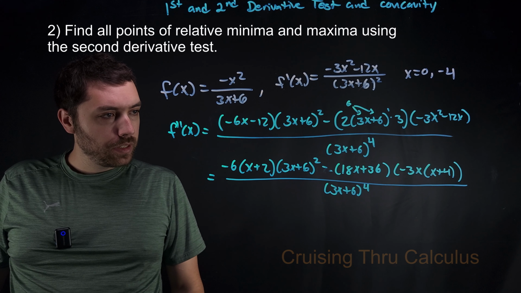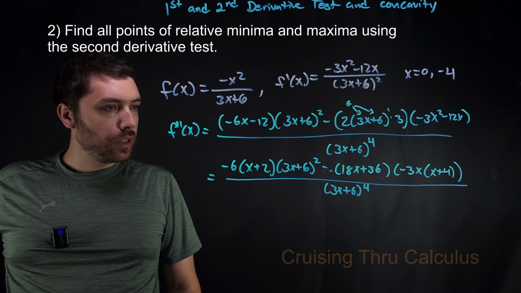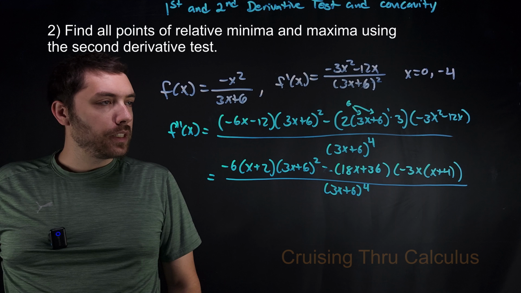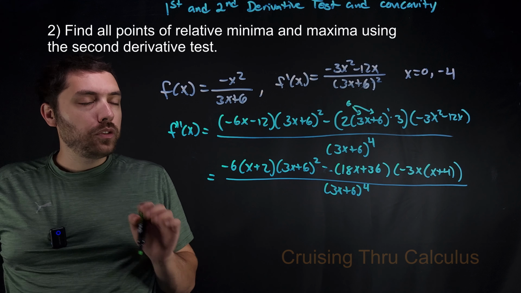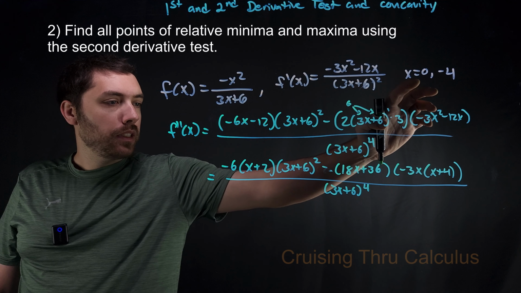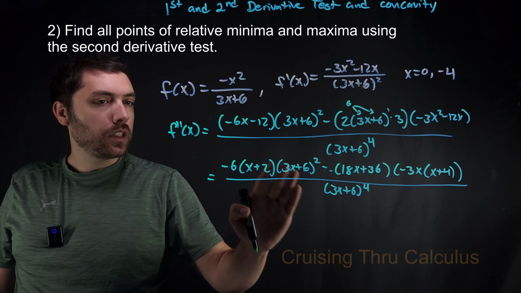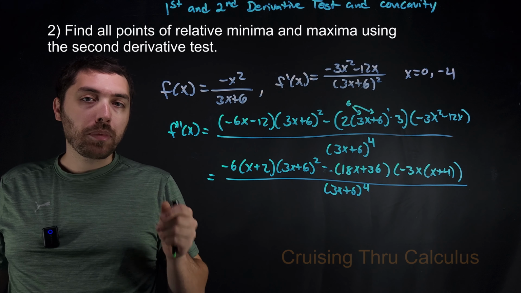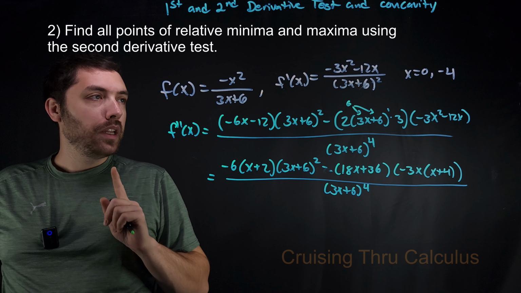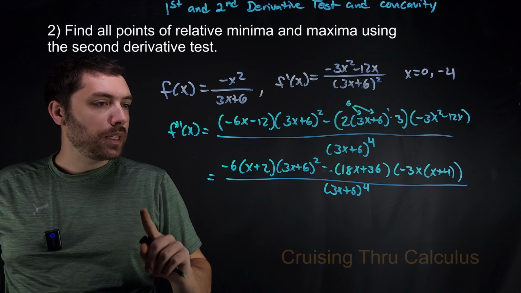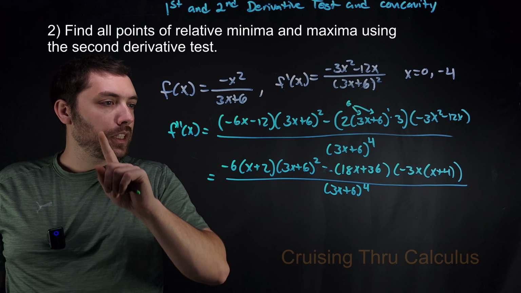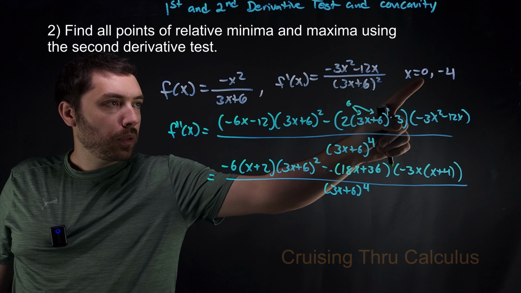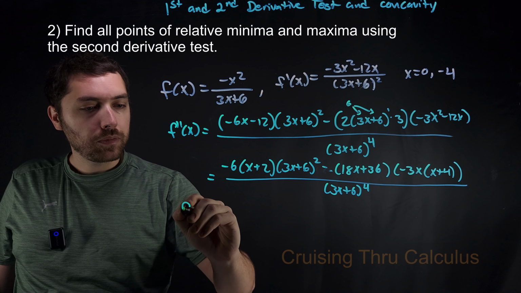All right. This doesn't look very good at first, but check it out. In order to use the second derivative test, we need to plug in 0 and -4 into the second derivative, and we need to see if we get either a positive answer or a negative answer. Now, believe it or not, this isn't going to be as bad as it looks. Let me explain. Let's go ahead and start by plugging 0 into the second derivative.